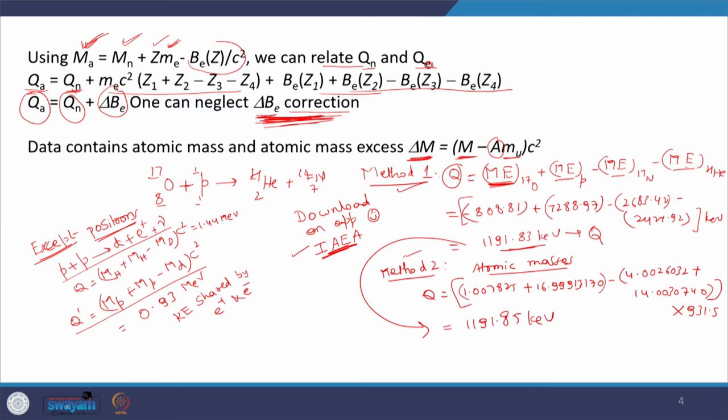So, I have discussed two different methods to calculate the Q value of nuclear reactions involving proton on oxygen 17. Both give the same value. And nuclear masses and atomic masses are important in calculating the Q value when positrons are involved. Okay? There you cannot neglect the binding energy correction. So, I have given you some hints. Please try to do on your own so that you can get a better idea.